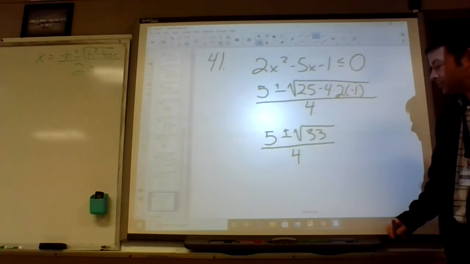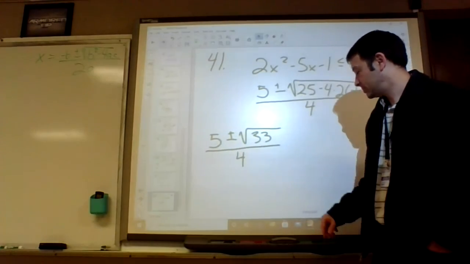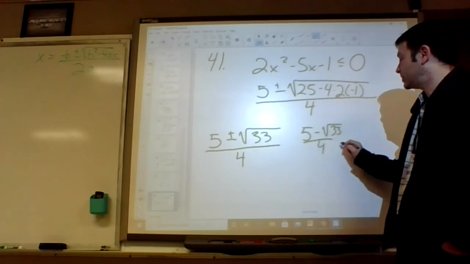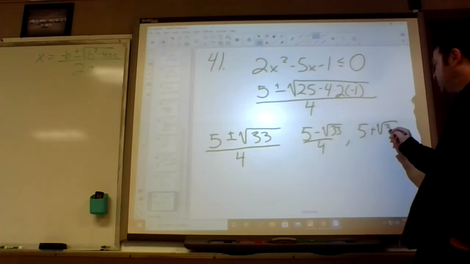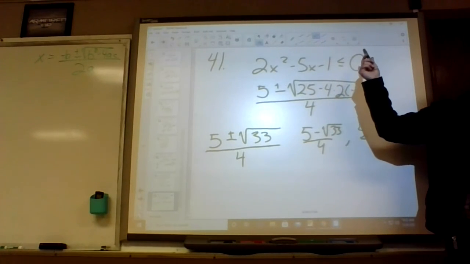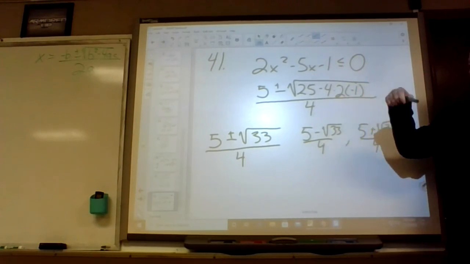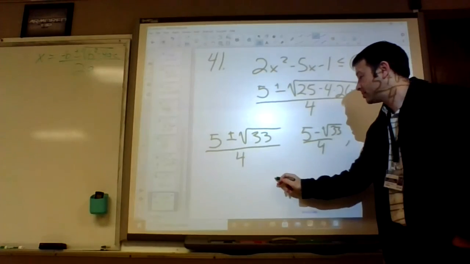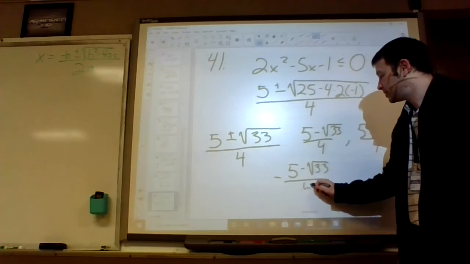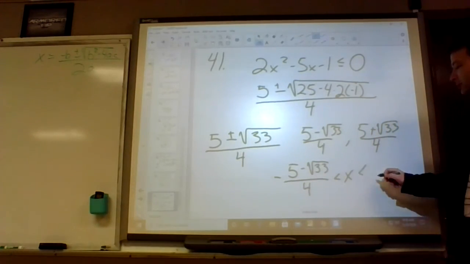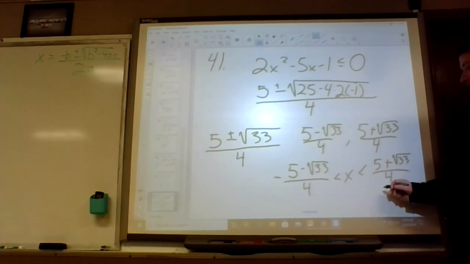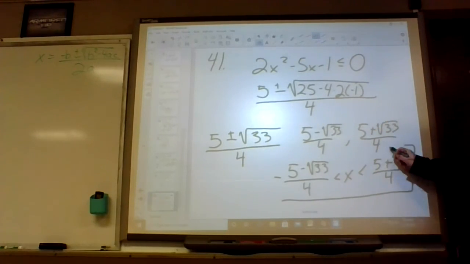Okay, so what that means is 5 minus square root of 33 over 4 is the small one, and 5 plus square root of 33 over 4 is the big one. If it is a less than problem, how do we set it up? Going towards the x. X is in between. So x is going to be bigger than the small one and smaller than the big one, like that. How do we graph that?